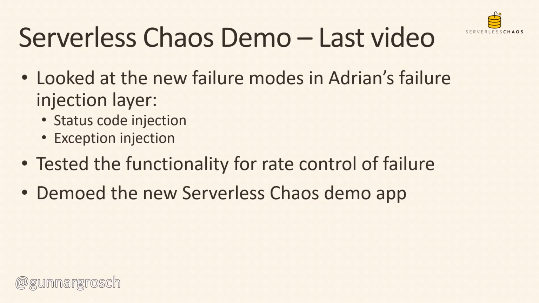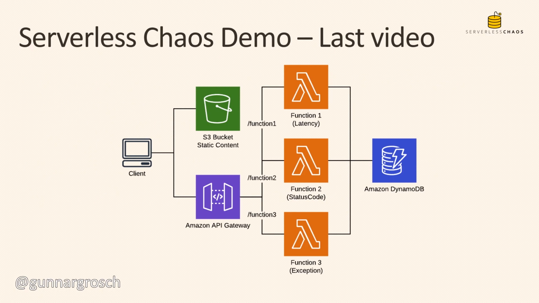And we also demoed the new Serverless Chaos demo app. The app, if you remember, looked like this. So we had a static content S3 bucket. We had an Amazon API Gateway, and then we had the 3 Lambda functions. One that demoed latency injection, one for status code injection, one for exception injection. And then we had the Amazon DynamoDB table in the back.